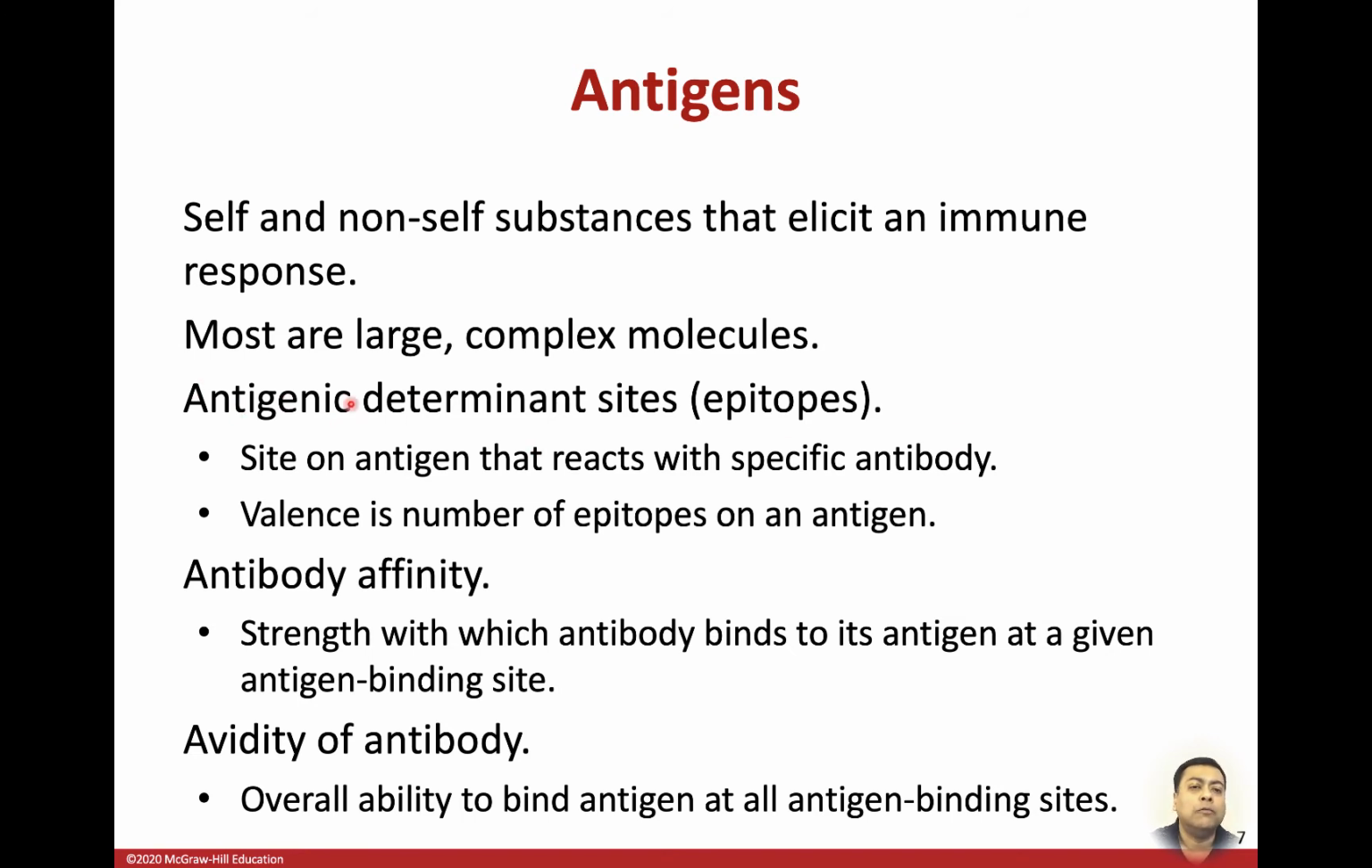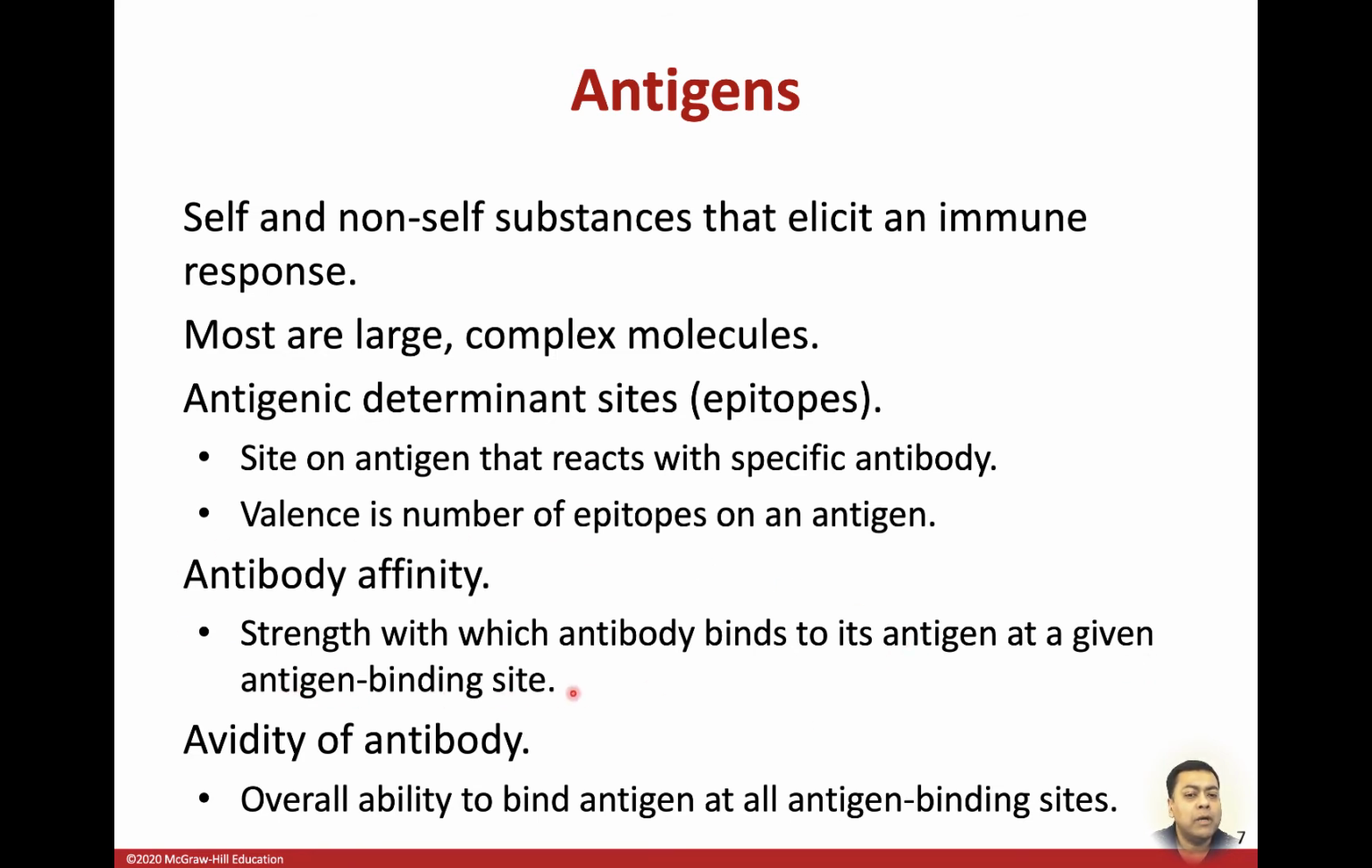Of course, a multivalent antigen, which can react with different types of antibodies of different shapes, will give a much stronger immune response. So the valence number is the number of epitopes on an antigen. Monovalent, one; multivalent, multiple. On the other hand, antibody affinity is the strength with which the antibody binds to its antigen at a given antigen binding site.